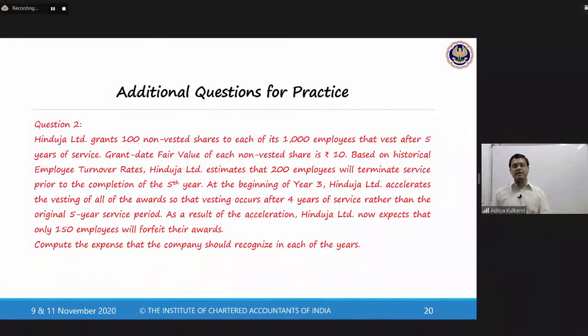At the beginning of year 3, Hinduja Limited accelerates the vesting. Is this a modification? Yes, accelerates the vesting of all the awards, so that vesting occurs after 4 years of service rather than the original 5-year service period. Original 5, now it became 4. Is it beneficial to the employees? Yes. As a result of acceleration, Hinduja now expects that only 150 employees will forfeit their awards. All right, forfeit means they will leave during the period and go. Options will not vest in them.